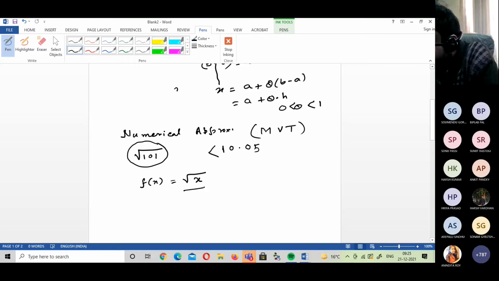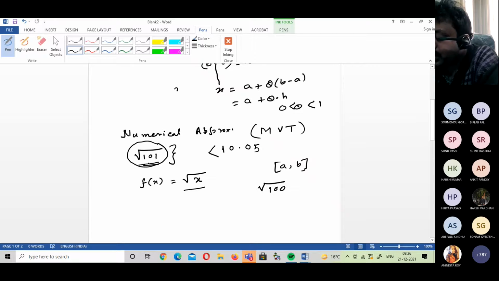f(x) is root over x. Now here, you have to concentrate on which will be the interval [a, b]. What interval [a, b] you have to take to perform this type of numerical approximation. You have to start from some known value. Suppose root over of 100 is known to you, and root over of 101 you have to approximate, that this value is less than 10.05.